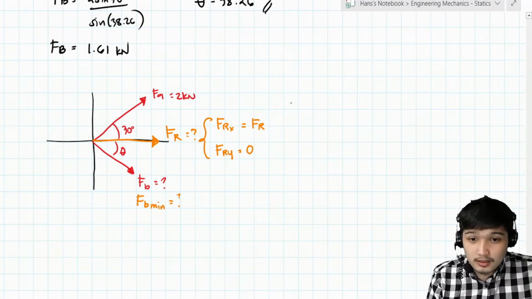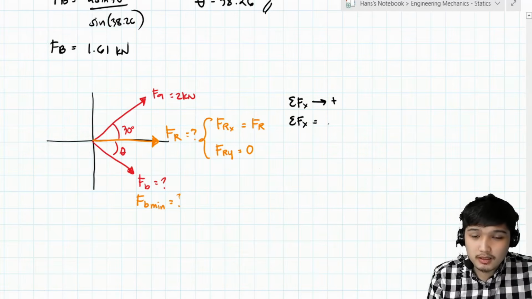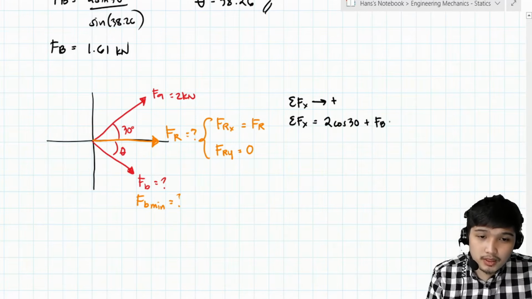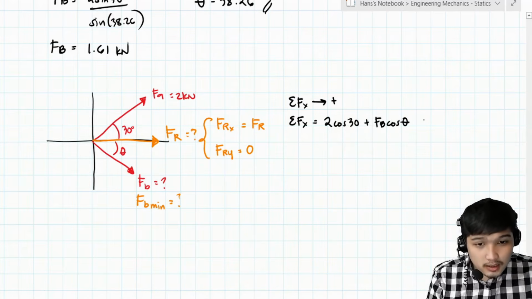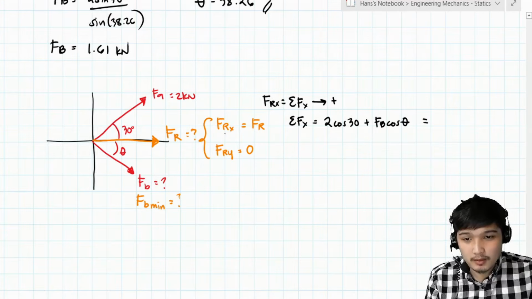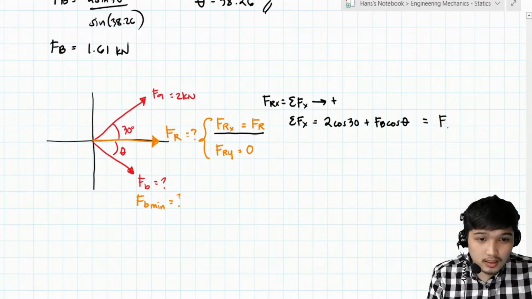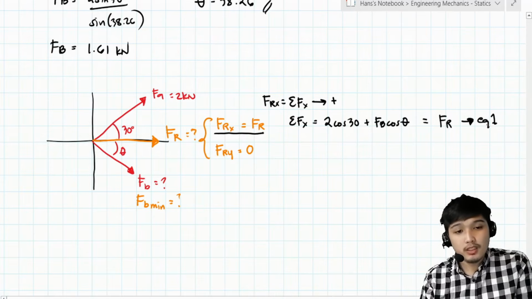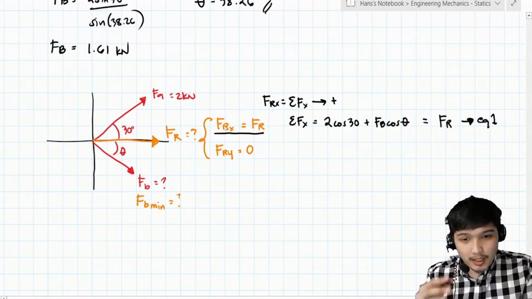At class, ikaw na ng summation ng forces along X. So, considering force to the right, positive. Summation ng force along X. So, that is what? 2 cosine of 30 plus FB cosine of theta equals, diba equal ito saan? Sa FRX, which is, sabi dito, equal siya sa FR. So, this one is now our equation 1.